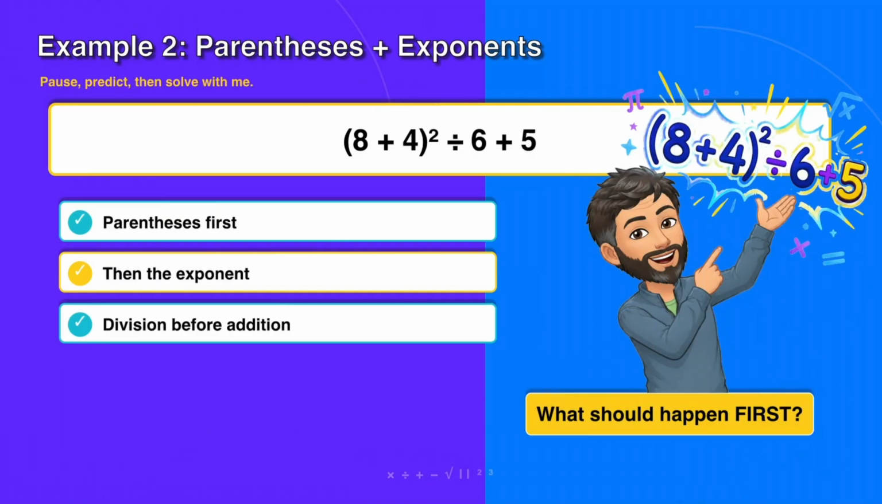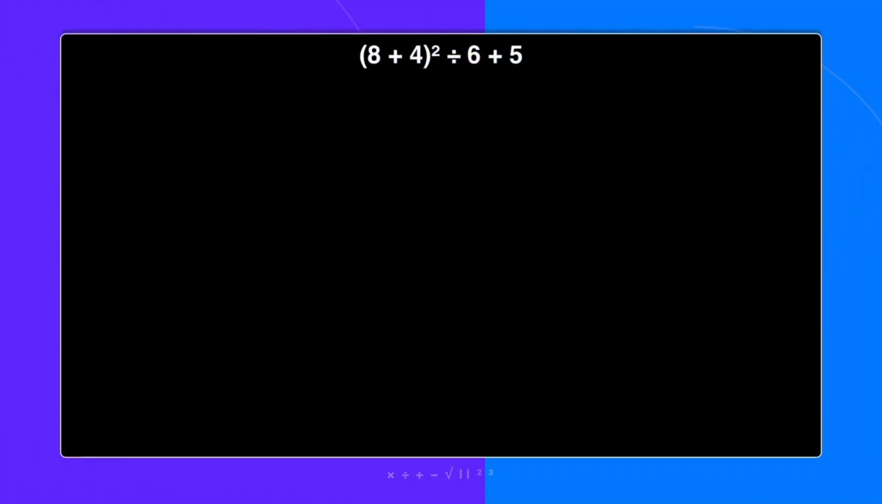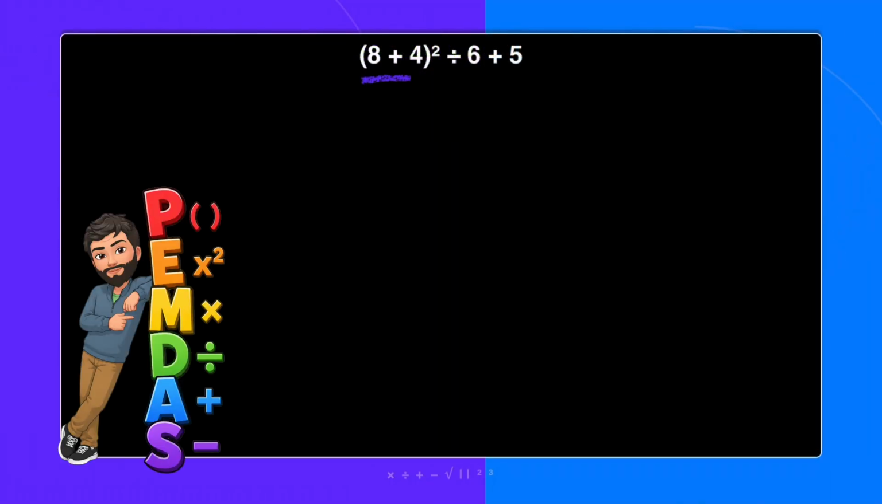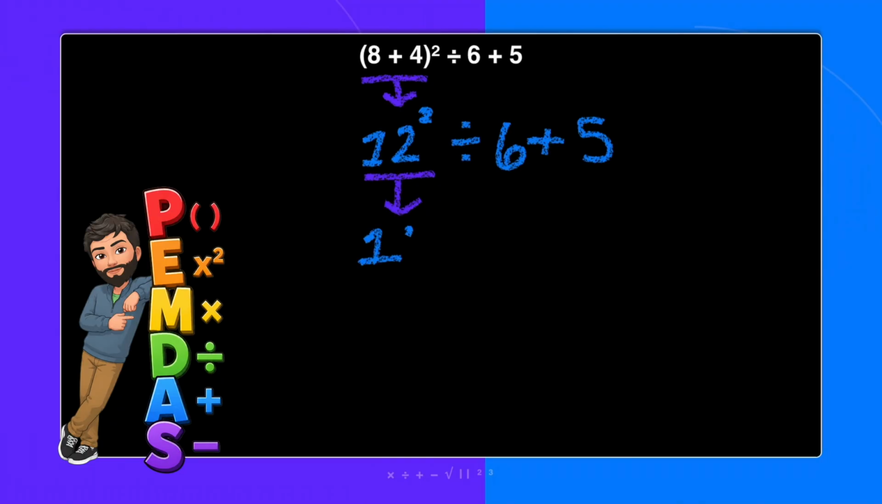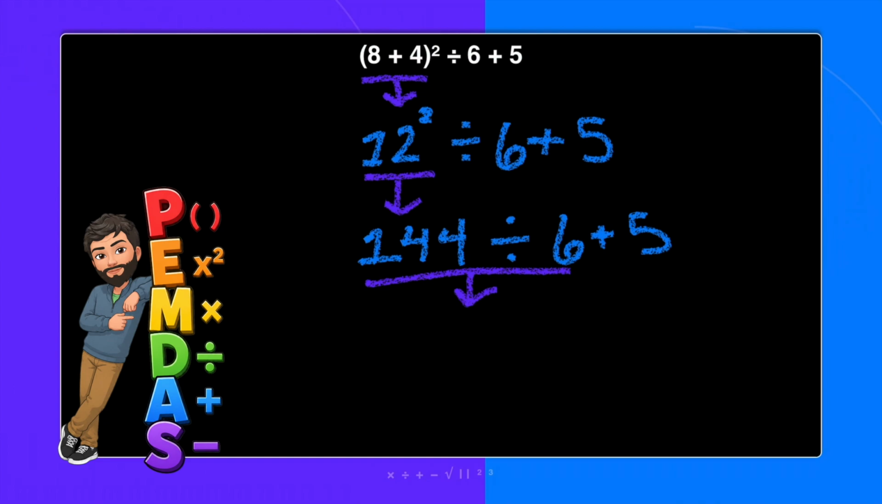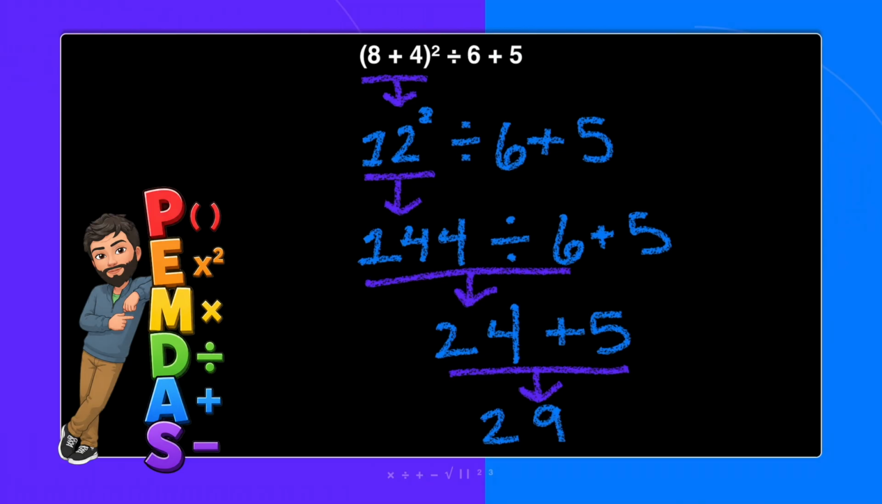All right, let's get started with it. Let's do 8 plus 4 first. That gets us 12. And then we're going to have 12 squared divided by 6 plus 5. We need to do the 12 squared first. 12 times 12 is 144. Bring that down. Divided by 6 plus 5. We have to do 144 divided by 6. That gets us 24. Bring down the plus 5. 24 plus 5 is 29. Done. Let's look at the recap now on this one.